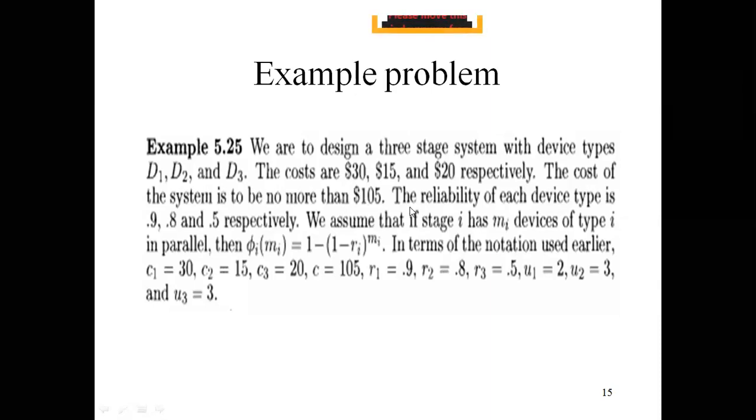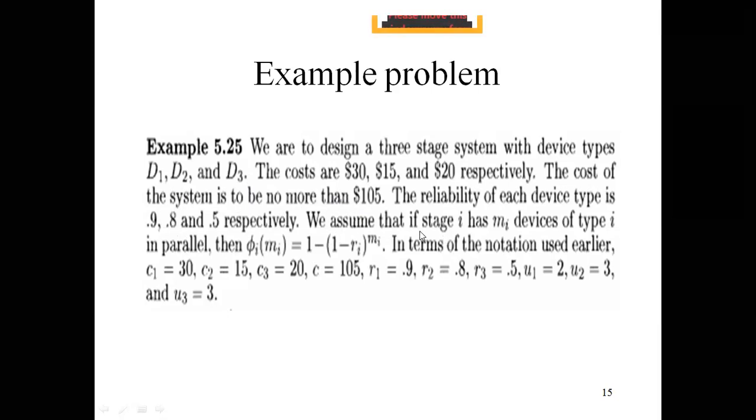Okay, the reliability of each device is 0.9, 0.8 and 0.5 respectively. So each one has a reliability, these are the values. D1's reliability is 0.9, D2's reliability is 0.8, D3's is 0.5. So what is given? Costs of each device, the reliability of each device, and the cost constraint 105.